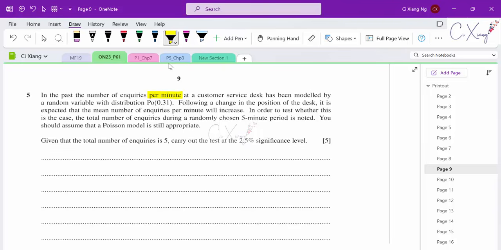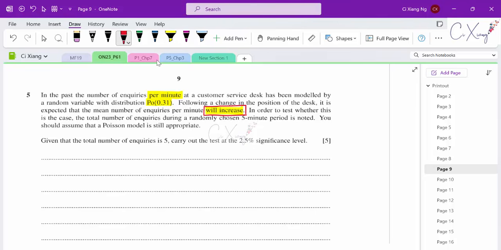At a customer service desk site has been modeled by a random variable with distribution Poisson 0.31. So the lambda or the mean for 1 minute is 0.31. Following a change in the position of the desk, it is expected that the mean number enquiry per minute will increase. So here the keyword will increase. So this will be a keyword for us, or maybe a hint for us to set up our null or alternative hypothesis later, if let's say they want us to carry out the test, right?